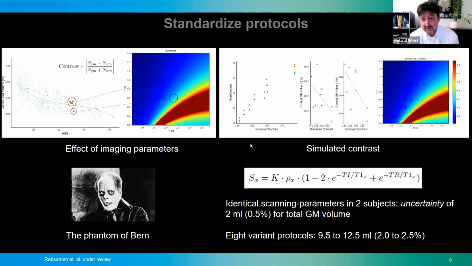So something that we did is we calculated the simulated contrast of different sequences versus the real measured contrast. We had 2 volunteers, you can see over here, that had repetitive scans. And then we calculated the simulated contrast for different MR parameters. And what you can see over here is the impact of the contrast on the measured cortical gray matter volume if you change parameters like the time of inversion, for example.